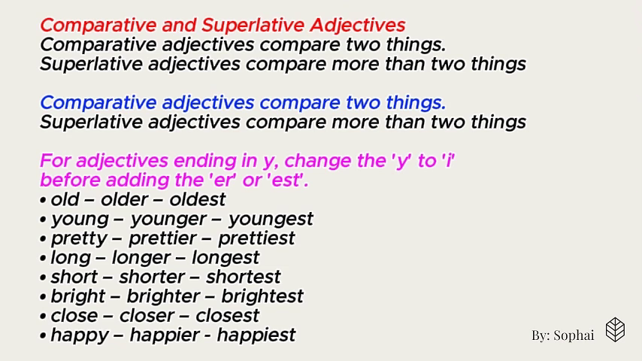Pretty, prettier, prettiest. Long, longer, longest. Short, shorter, shortest. Bright, brighter, brightest. Close, closer, closest. Happy, happier, happiest.